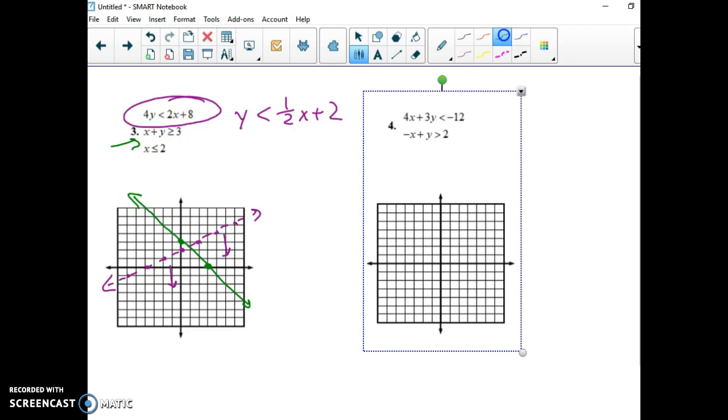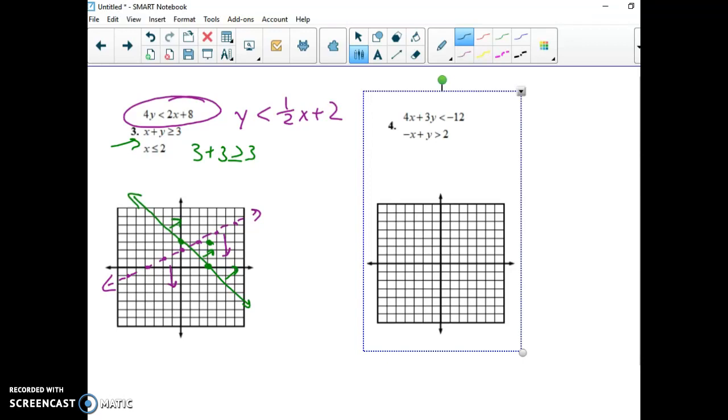So you could go ahead and reason this out, or you could try to see which of the 2 sides of the green line has solutions. I'm going to consider this point here, 3, 3. If 3, 3 is a solution, we're going to be shading in that direction. If 3, 3 is not a solution, we shade away from that direction. So 3 plus 3 is greater than or equal to 3. Well, that's a fact. 6 is greater than 3. So we are going to shade in this direction, where the solutions are for the second inequality.